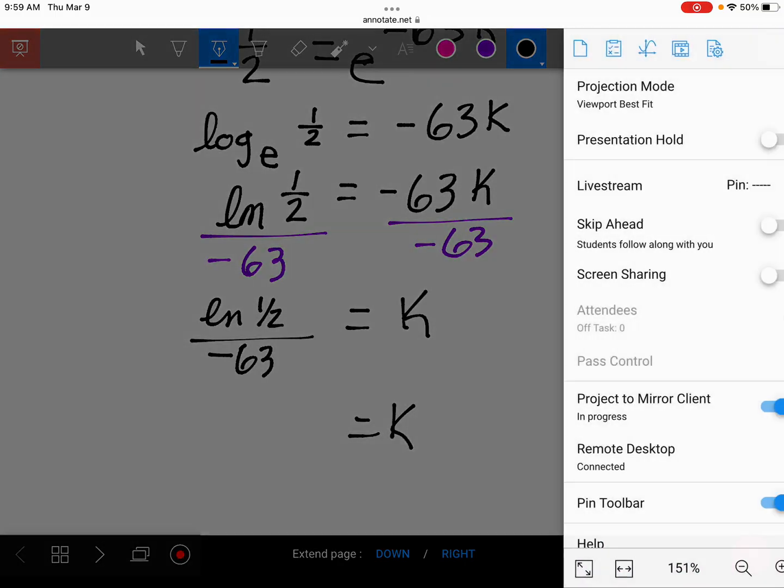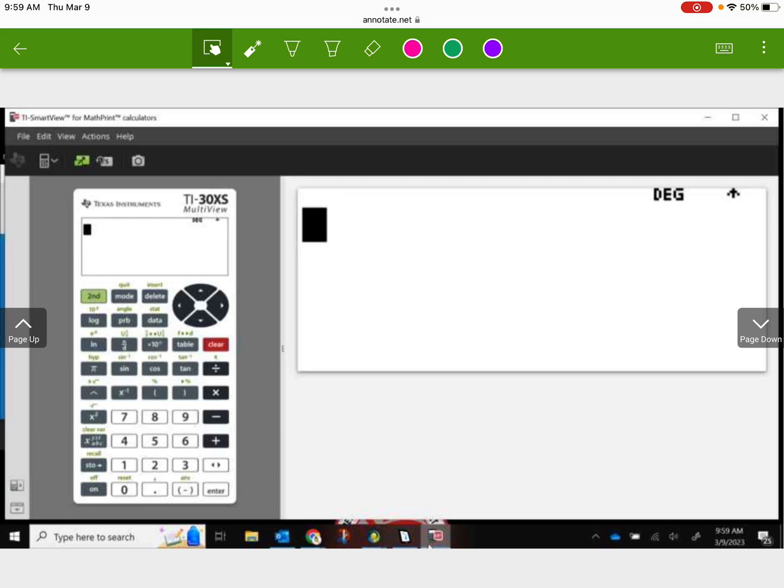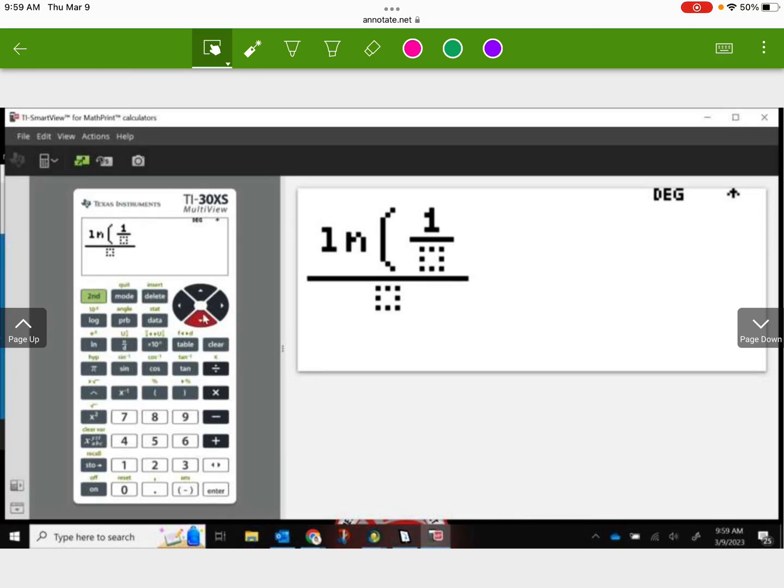So what we're going to do is type that into the calculator. Yay, we have a fraction. We're going to get the natural log of 1/2 over negative 63. And you can type it in just like that.